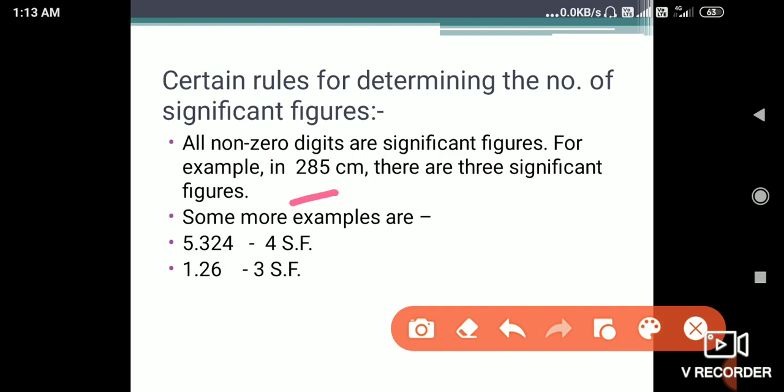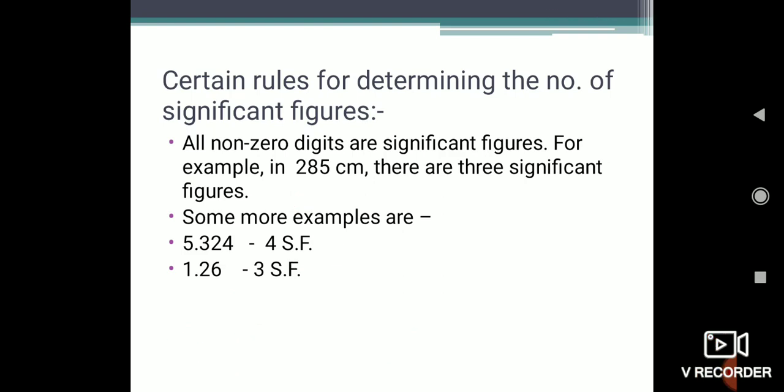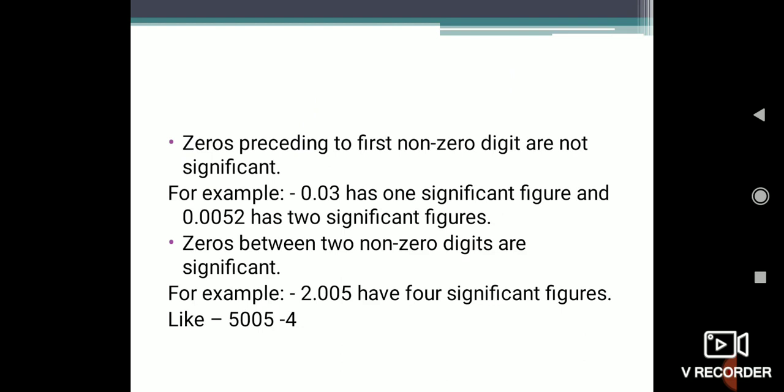Another one is 5.324. The decimal is there, but all the digits are non-zero, so if you count, it is 4 significant figures. The next example is 1.26. In this also all are non-zero digits, and the significant figures here should be 3. The second rule is zeros preceding the first non-zero digit are not significant.